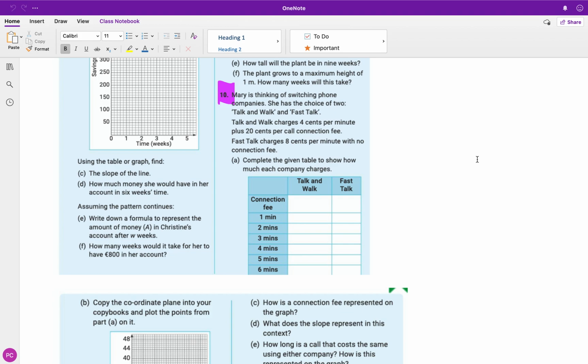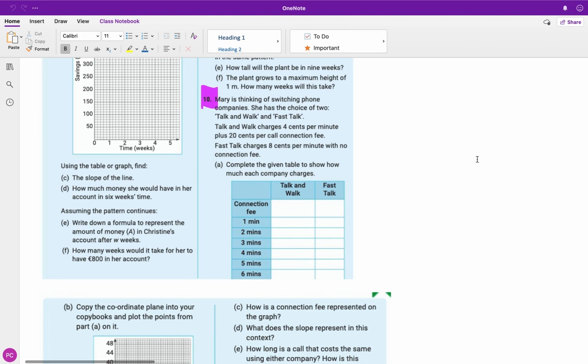Question 10. Mary is thinking of switching phones, which we all do. She has the choice of two, Talk and Walk or Fast Talk. So two different companies. This could be Air and this could be Vodafone or something like that. Talk and Walk charges 4 cents per minute. I'll do that in blue. So this one charges 4 cents per minute plus 20 cents for every call.